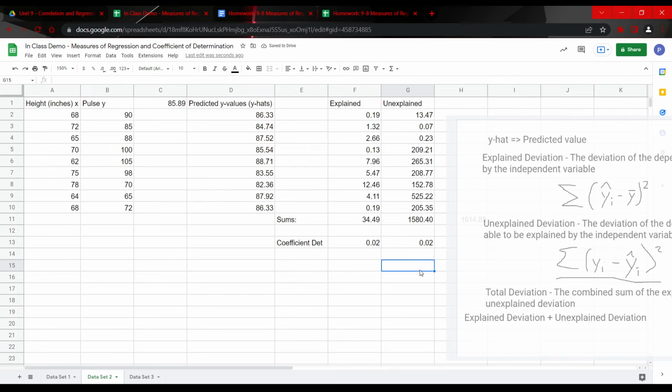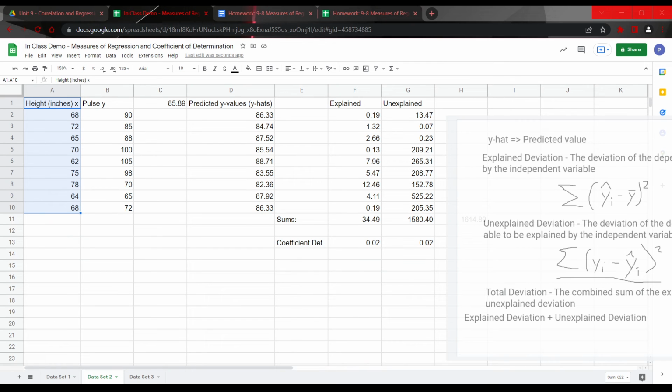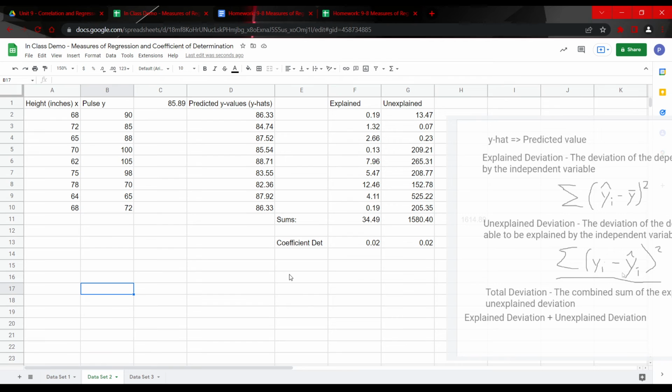This is a really low coefficient of determination. Essentially, this means that height will correctly predict pulse 2% of the time. It is only correct 2% of the time, which is not great. So essentially, height is probably not a good predictor for pulse, which, if we think about it biologically, makes sense.